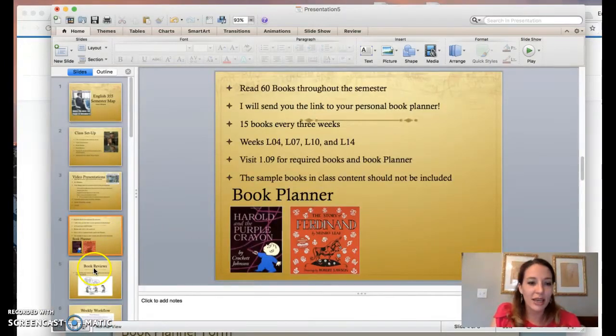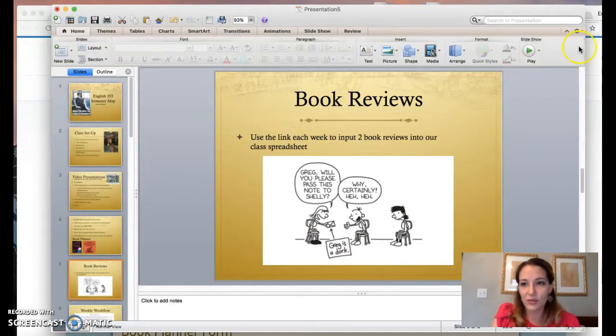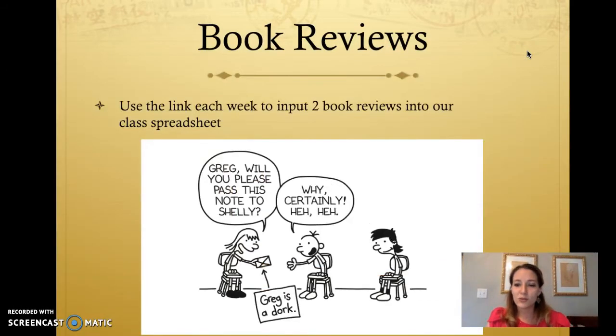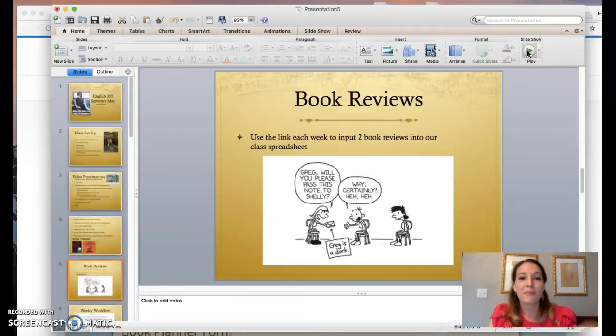Okay, so the next thing is book reviews. Now, this will be each week. It says in your content that you should review 5 books that you've been reading. I can't change the course's content, but I don't know if that's as valuable as something else. So I have changed that to, you only have to do 2 book reviews into our class spreadsheet.